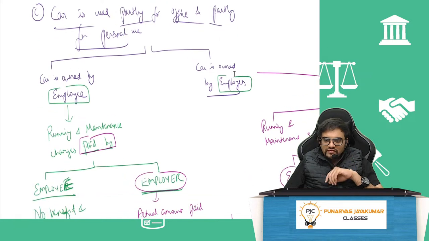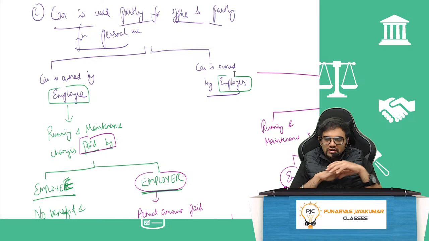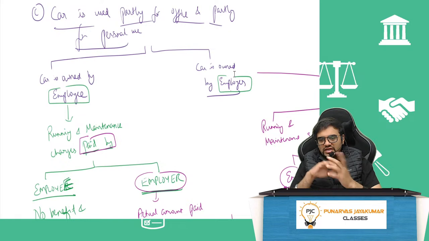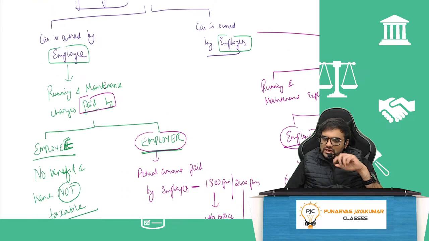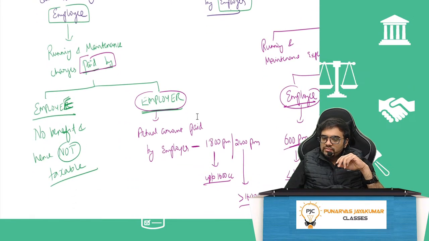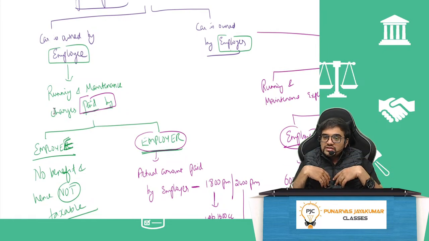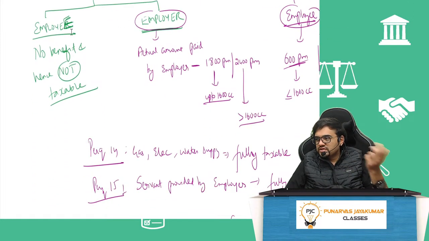If car is used partly for office, partly for personal, this is how it will be generally. It cannot be fully official, definitely some official, or fully personal, doubtful. It can be a mix of this. It is mixed. If car is owned by employee, but running and maintaining charges are paid by the employer. See, if car is owned by employee and employee is paying everything, then what is taxable? Not taxable. If car is owned by employee, running and maintaining expenses also paid by employee, there is no benefit, and it's not taxable.